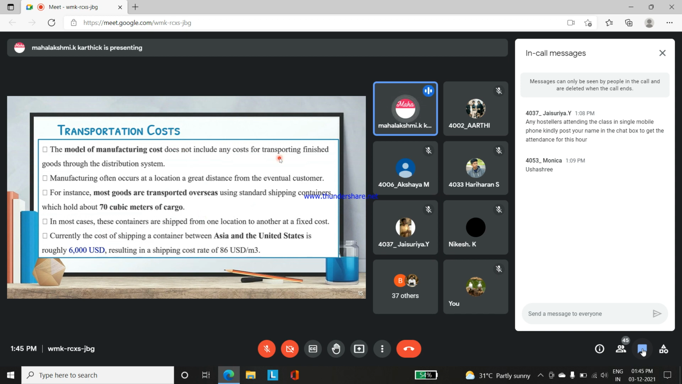not include any cost for transporting finished goods, because it is a separate area. Okay, transporting finished goods through the distribution system is separate. Estimating the manufacturing cost is separate.